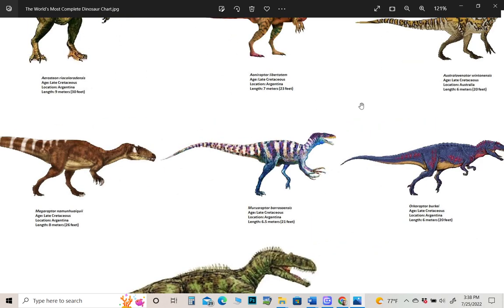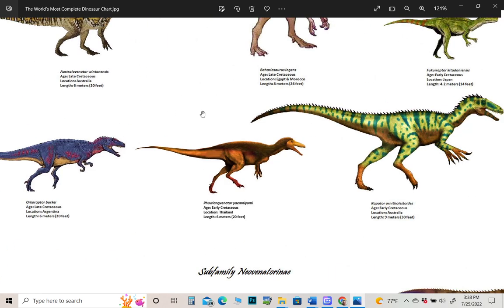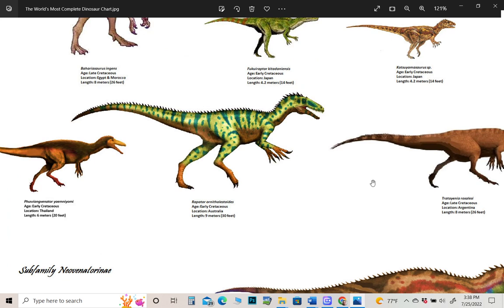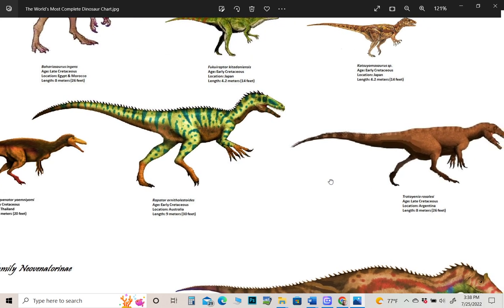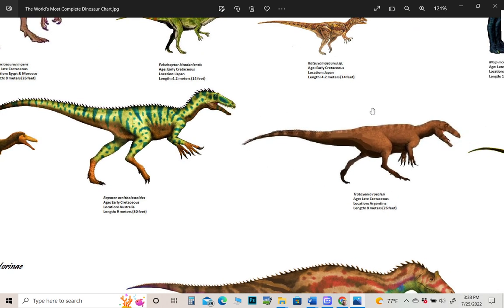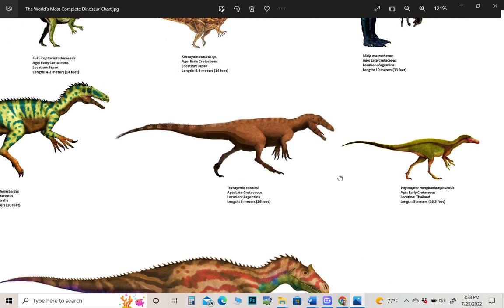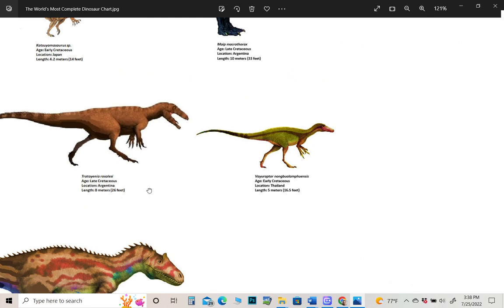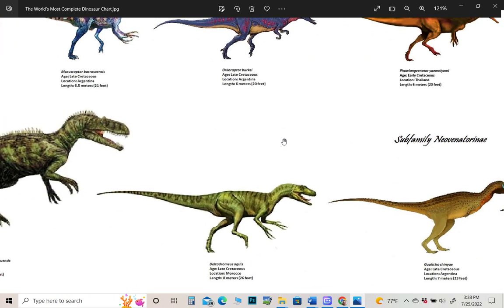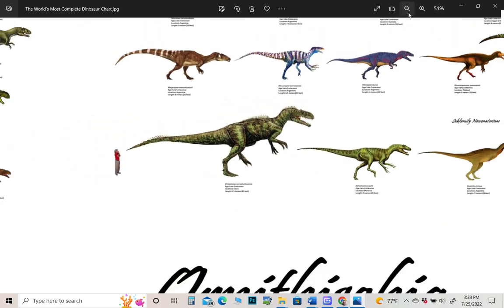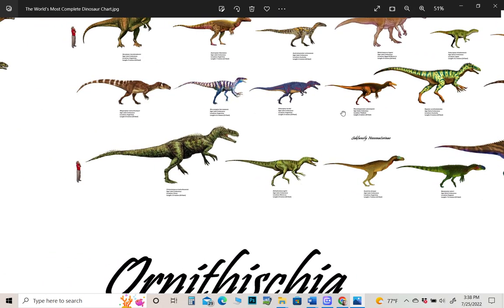Megaraptor, Marusraptor, Orcoraptor, Fu Wing Venator, Rapator. That's from Australia. It's a dubious dinosaur, but it's enough known that they have a full name for it and something of a description on it. Tretayenia, Vioraptor, and then the Neovenatorines, or Neovenatorids, but you get the picture.